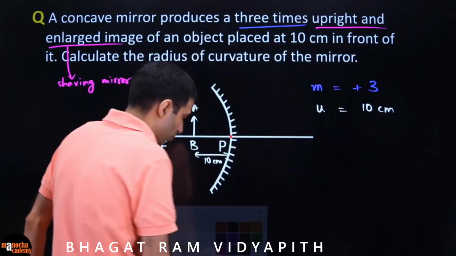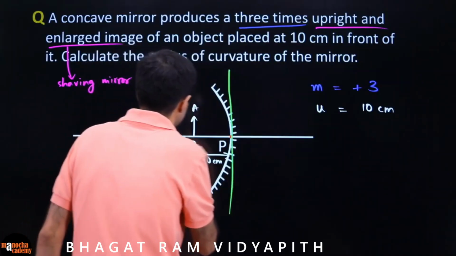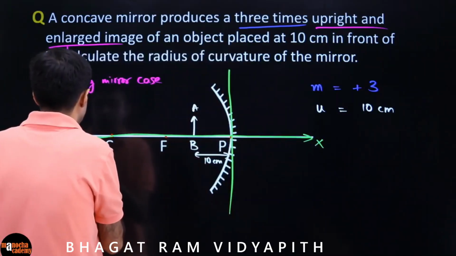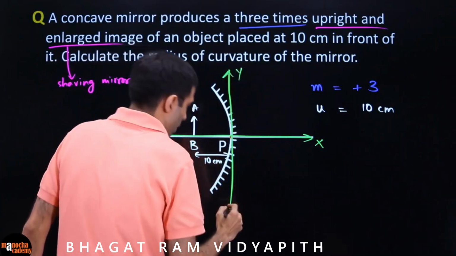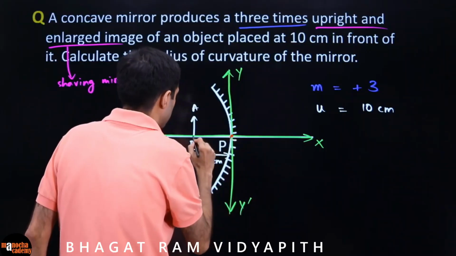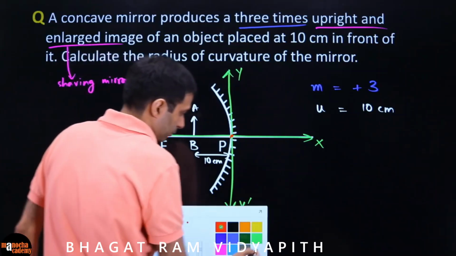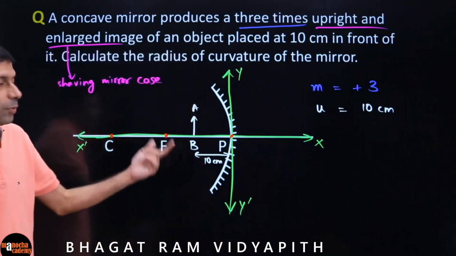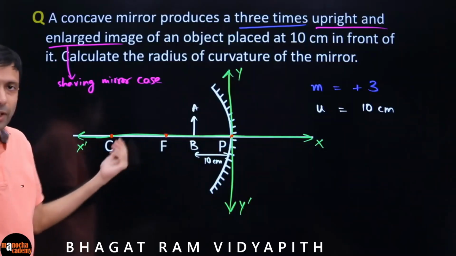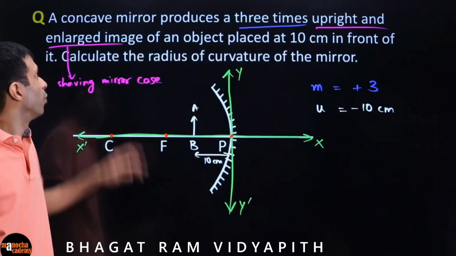But again, sign convention, so please don't forget to draw this sign convention axis. We have x, x dash, y, y dash. So clearly object distance positive or negative? Object is along the negative x-axis, it's in front here, right? So along the negative x-axis, -10. Clear? And what do you need to find?